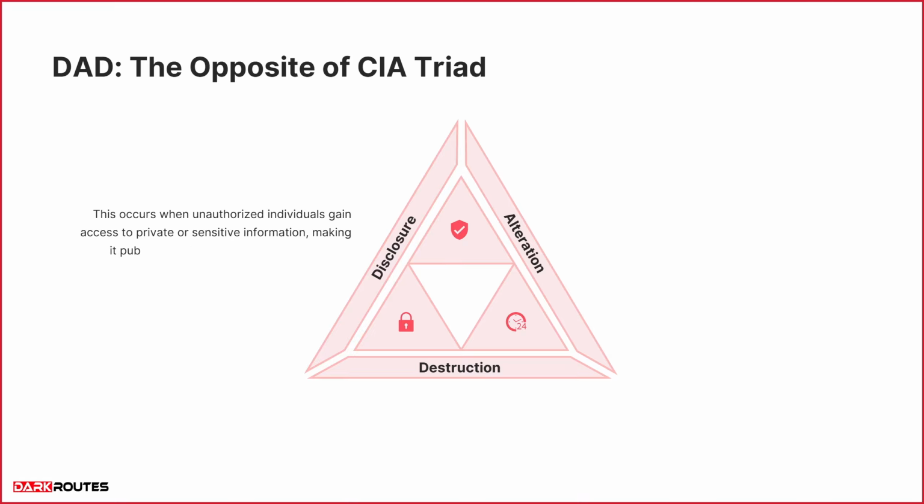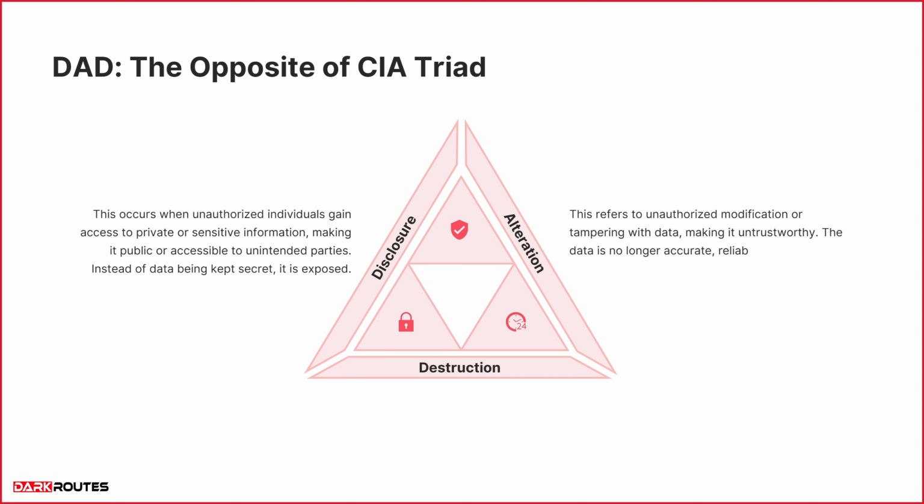Disclosure means loss of confidentiality. Disclosure happens when an unauthorized individual gains access to private or sensitive information. For example, a hacker stealing customer credit card numbers from the company database, or an employee accidentally sending confidential data to the wrong email address. This is exactly the opposite of confidentiality. Instead of data being kept secret, it is exposed. That's disclosure in action.